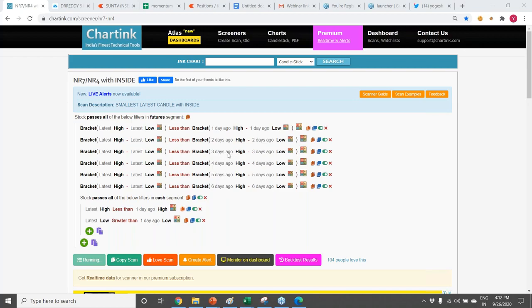In case of a rectangle pattern, it can go up or down anywhere. We have to wait and see which side the breakout is happening, breakout or breakdown.